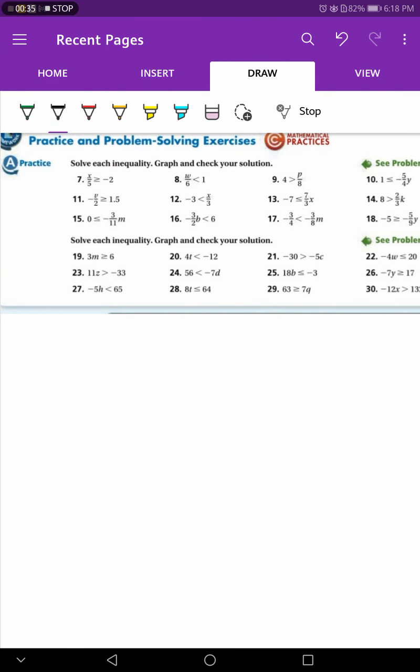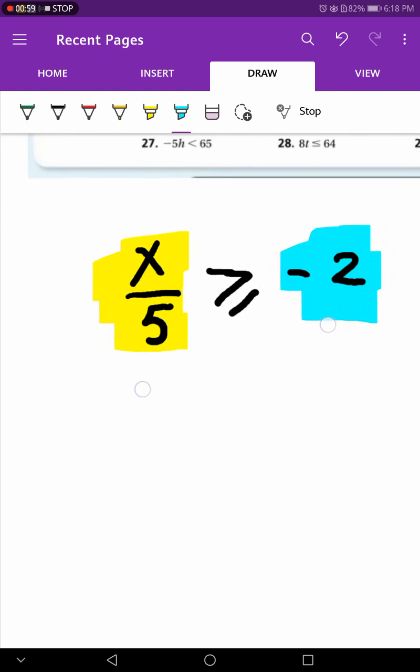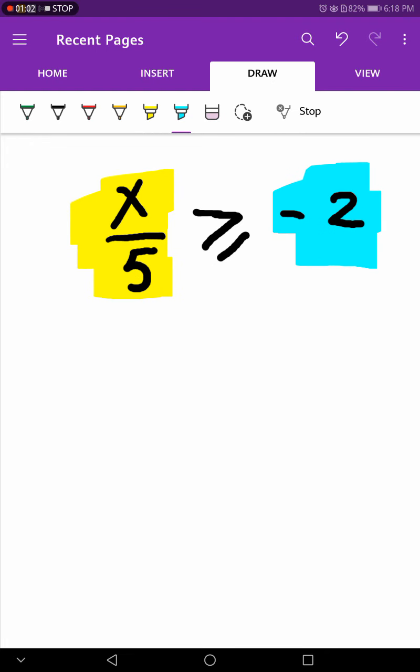Read it, Yaman. X divided over 5 is more than or equal to negative 2. So it is greater than or equal to negative 2. Bravo. So the first step, we determine the left and determine the right. And to solve any inequality or equation, we have to make the variable, or the letter, alone. And if I ask you, Yaman, what is the coefficient of x here?